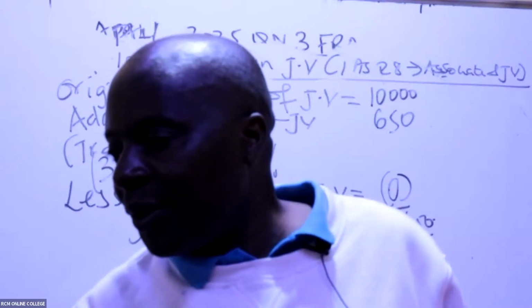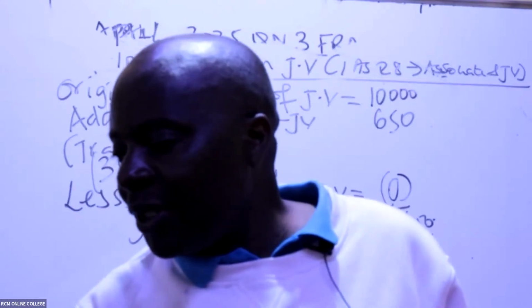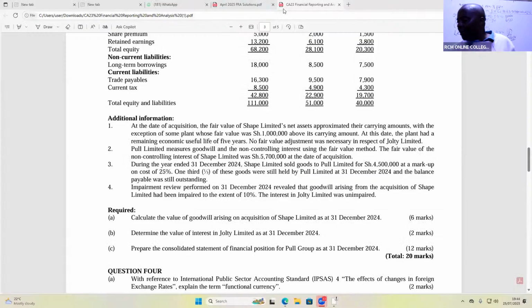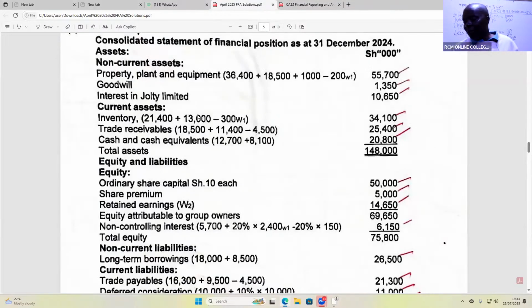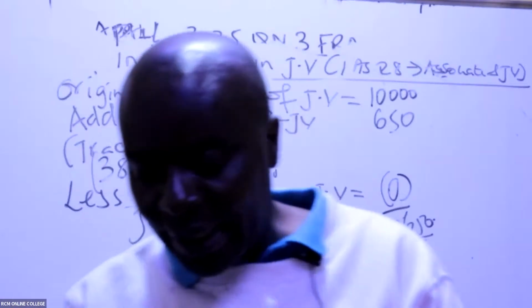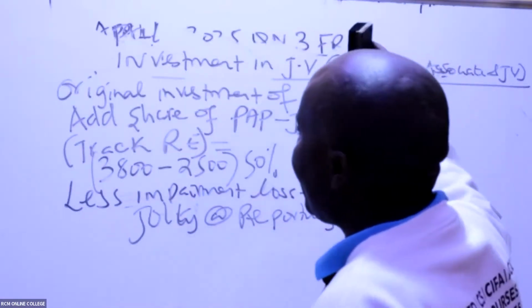Sorry, let me just stop sharing this so that I can come and share properly. Yeah, so ladies and gentlemen, then that is it. You come here, you can see how now we are done with part B. Now we are in part C. So part C, you can see interest in GJL Limited is 10,650. So we have this and this. Yeah. So then we go to part C, where now they want us to do what here? To consolidate. So now part C, we are consolidating.